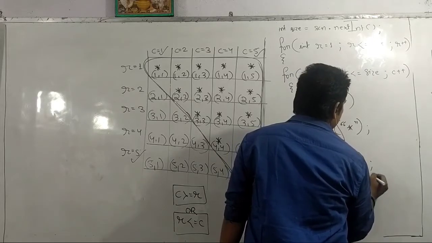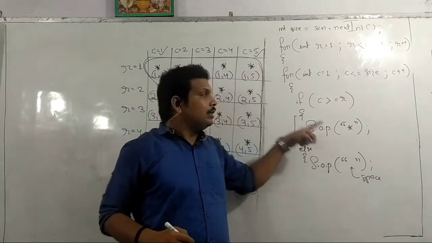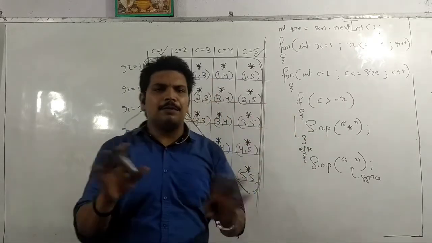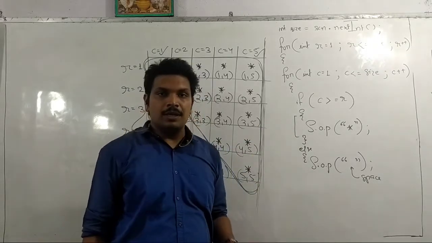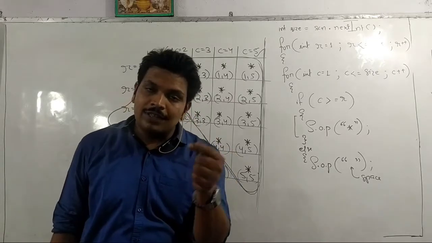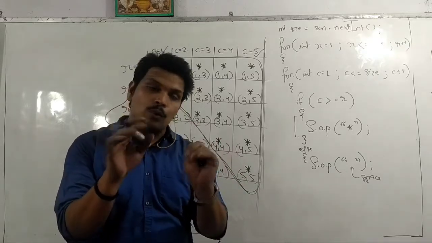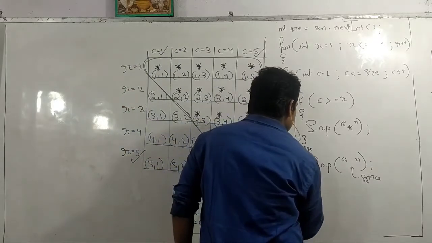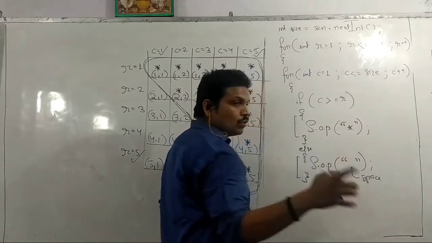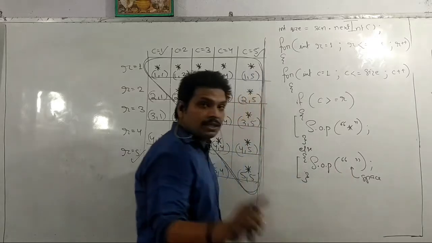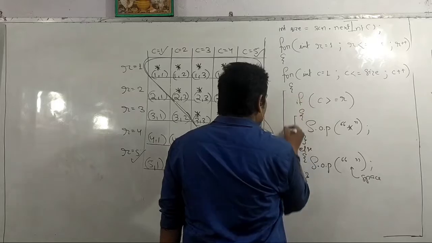Now let me tell you one thing. If you have only one statement within if, then curly braces are not compulsory. I am giving them, but they are optional. These curly braces are optional because within the body of if there is only one statement, and within the body of else there is only one statement. Okay. Let me close the block of inner for loop.